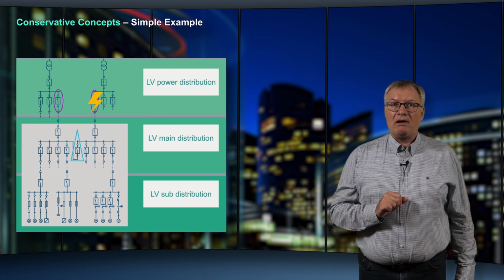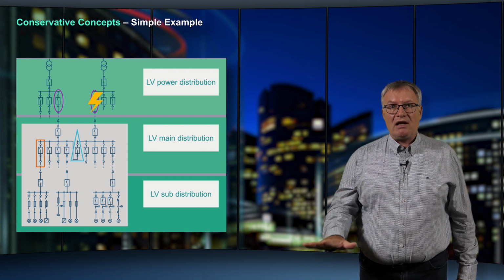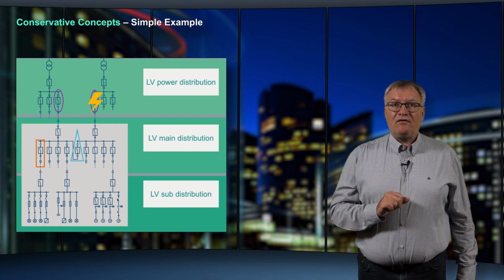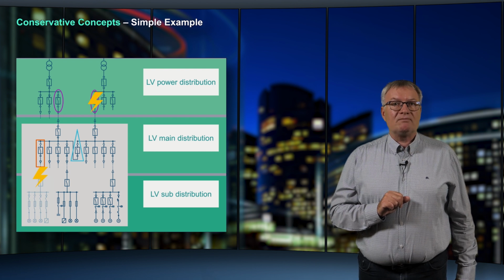It becomes problematic when another feeder or protection device fails below the redundancy circuit. If the device in the red square fails, all consumers below are out of energy supply.